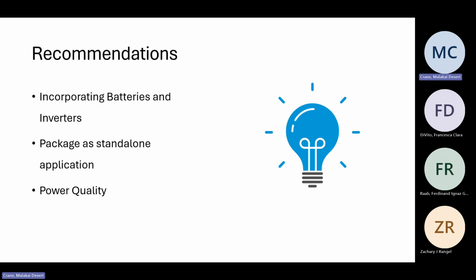Finally, adding power quality as a metric. Having a third objective, alongside renewable and cost, for power quality as a weighted objective would increase the overall reliability of the system and improve the usability.